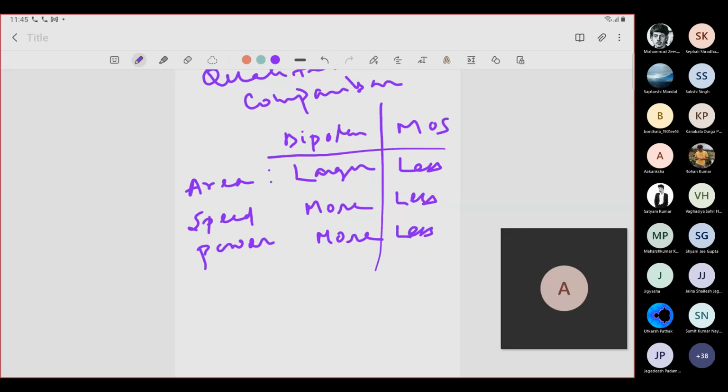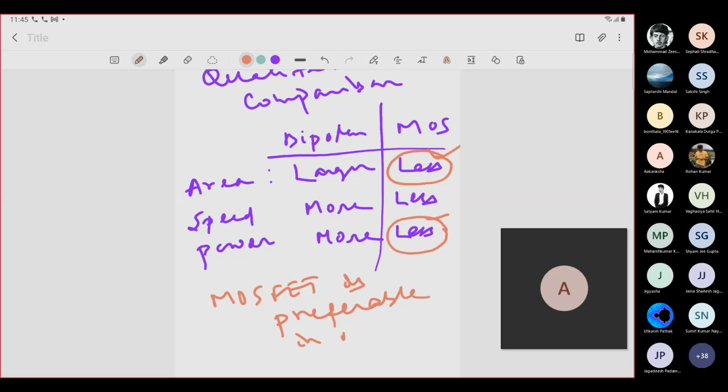So if you look at that, MOSFET has two advantages. That is, it consumes less area, and it consumes less power. Obviously, speed is less compared to your bipolar. Because of these two advantages, area and power, MOSFET is preferable in most of the applications.